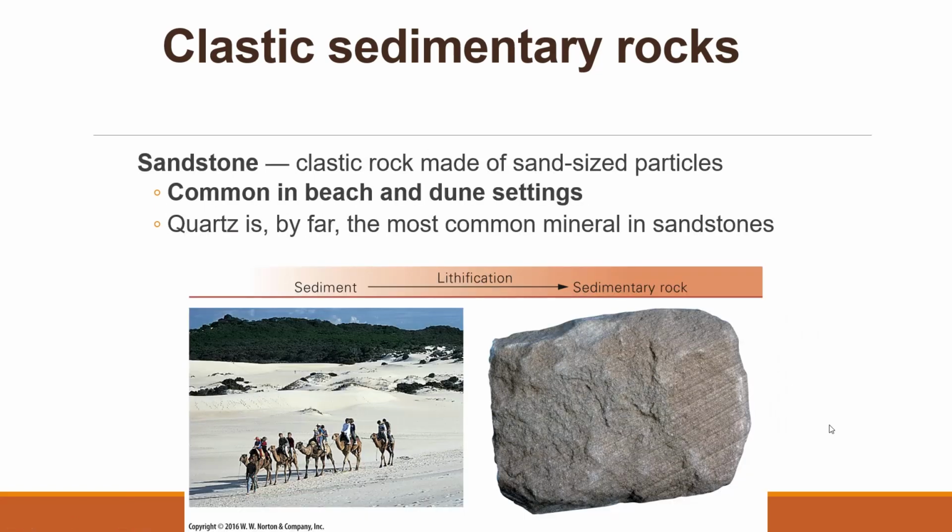Sandstone is a clastic rock made of sand-sized particles. It's common in beach and dune settings. Quartz is the most common mineral in sandstones. They're a very common rock. It's sand compressed into rock, and we can actually see what's called cross bedding, so we can see the individual planes of the layers of sand.